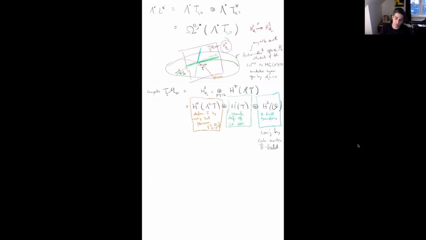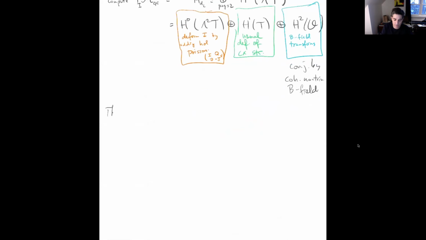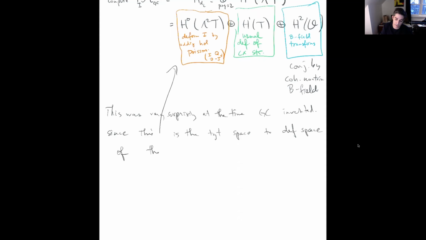Okay, and the last thing I want to comment about this is that this was surprising to see at the time that GC structures were invented, since this is the tangent space to the deformation space of the so-called B model, which is a quantum field theory associated to a complex manifold.